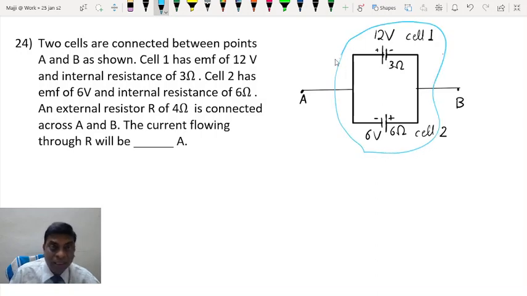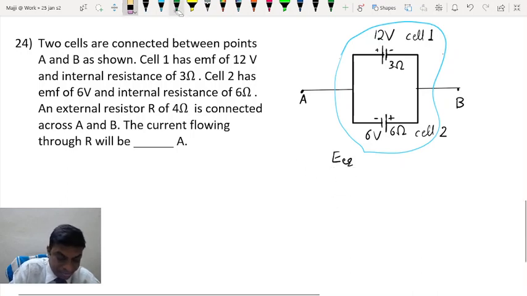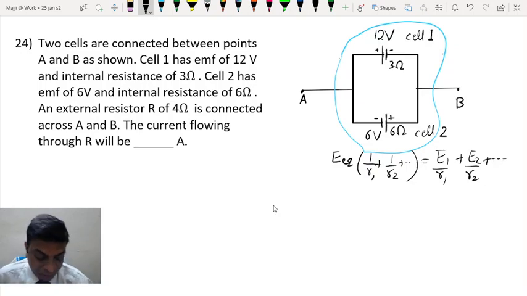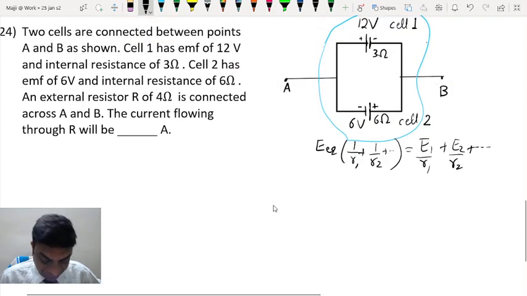You can see both the cells are in parallel. So the formula says, if E is the EMF of the equivalent cell, then 1 by R1 plus 1 by R2 plus dot dot dot is equal to E1 by R1 plus E2 by R2 dot dot dot. This is the formula. So we are going to replace this with the equivalent cell.